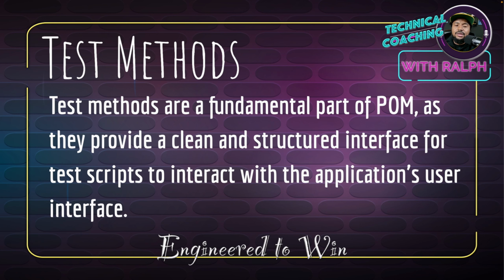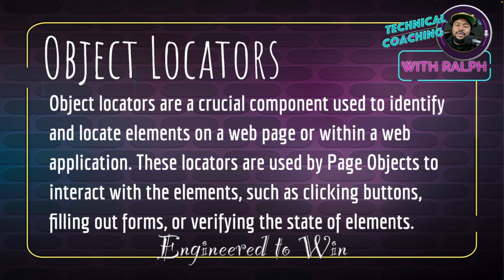So to continue, the test methods are a fundamental part of the page object model. They provide a clean and structured interface for the test scripts to interact with the application's user interface, right? So how will our test scripts interact with the actual website? Right. So now the next thing is object locators. To me, this is one of the things that makes or breaks your automated test.